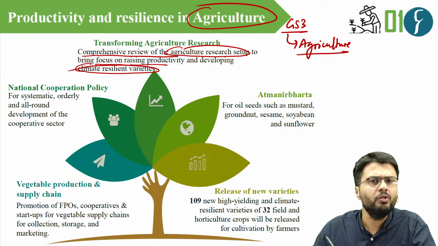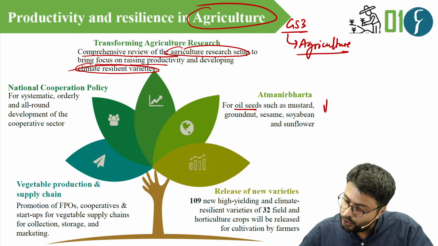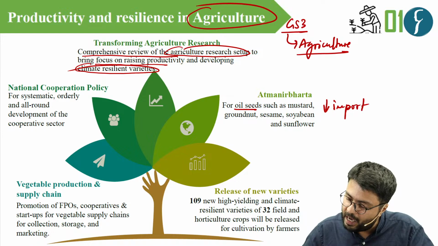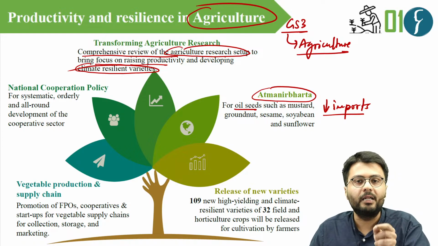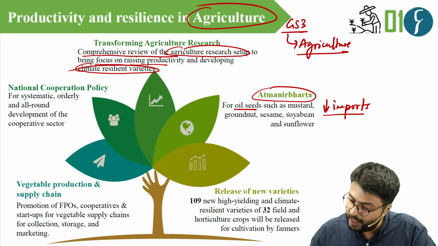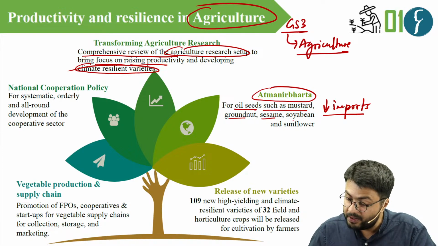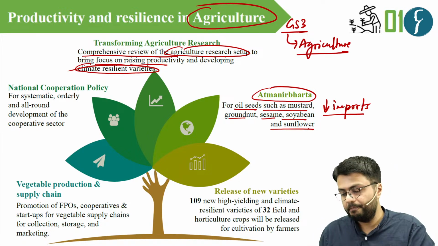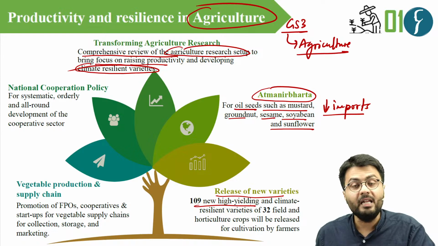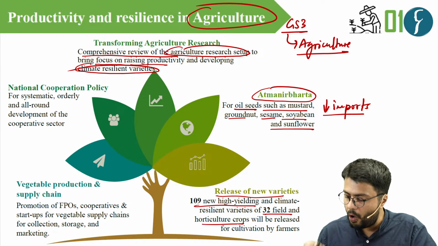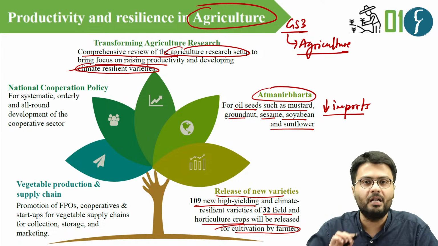Also, as you can understand, India is a net importer of oil seeds and pulses. So, to reduce the dependence on imports, the government is looking to make the production of oil seeds and pulses more Atmanirbhar, that is self-sufficient. Hence, in this regard, government is undertaking efforts to encourage cultivation of mustard, groundnut, sesame, soya bean and sunflower. Also, government is looking to release new varieties of crops such as 109 high yielding varieties of various field and horticultural crops to farmers so as to enable better productivity of country's agricultural sector.